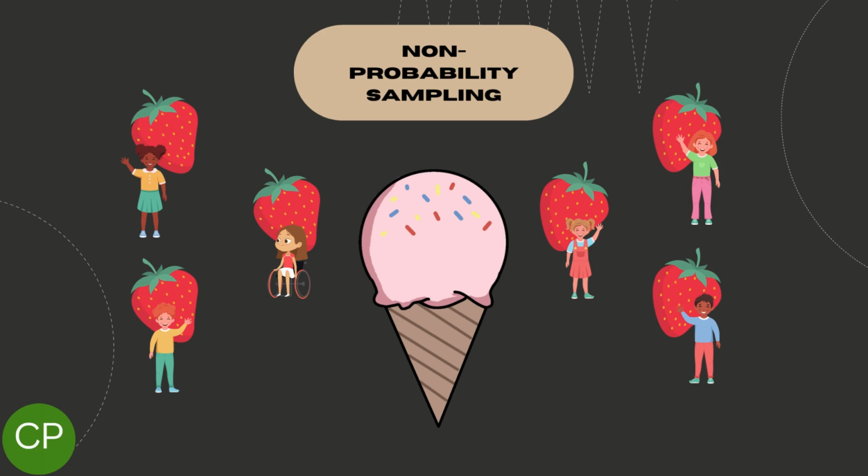There are 9 flavors of ice cream at the ice cream store. You try the strawberry, and it is so good that you go and tell your other friends to try it too. Now, lots of your friends all like eating the strawberry ice cream from that store. This is a type of non-probability sampling.